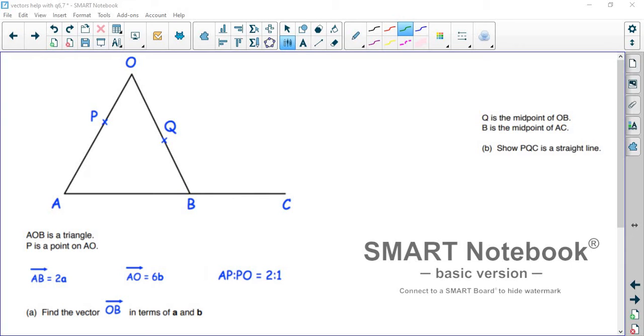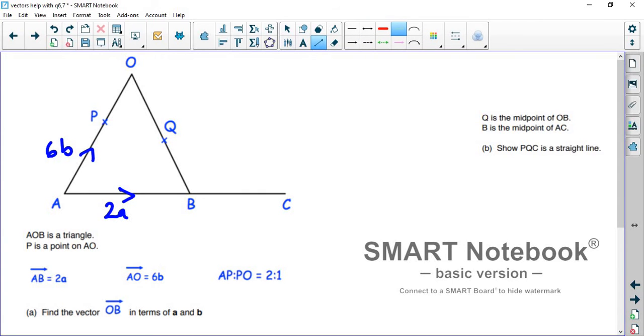And then we've got that AB is 2a, so I'm going to write that down so that I can keep track of what we've got. So AB is 2a, and AO is 6b. I'm going to draw an arrowhead to show which way we're going. AO is 6b. Okay, and our first question is find the vector OB in terms of a and b.